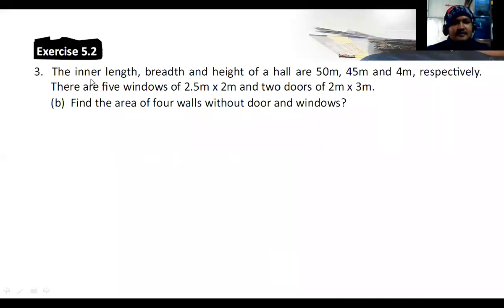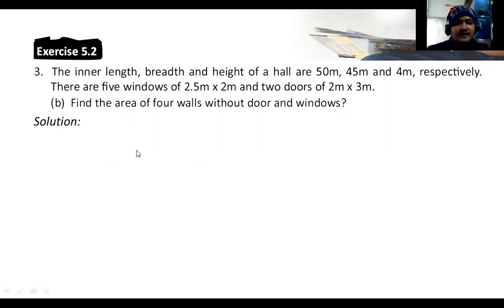This part is same. The inner length, breadth, height as well as windows and doors are given. And the second question is, find the area of 4 walls without door and windows. To find out the area of 4 walls without door and windows, at first we have to calculate the area of 4 walls by using the formula 2h times L plus B. And after calculating the area of 4 walls, subtract the area of windows and door from that area.